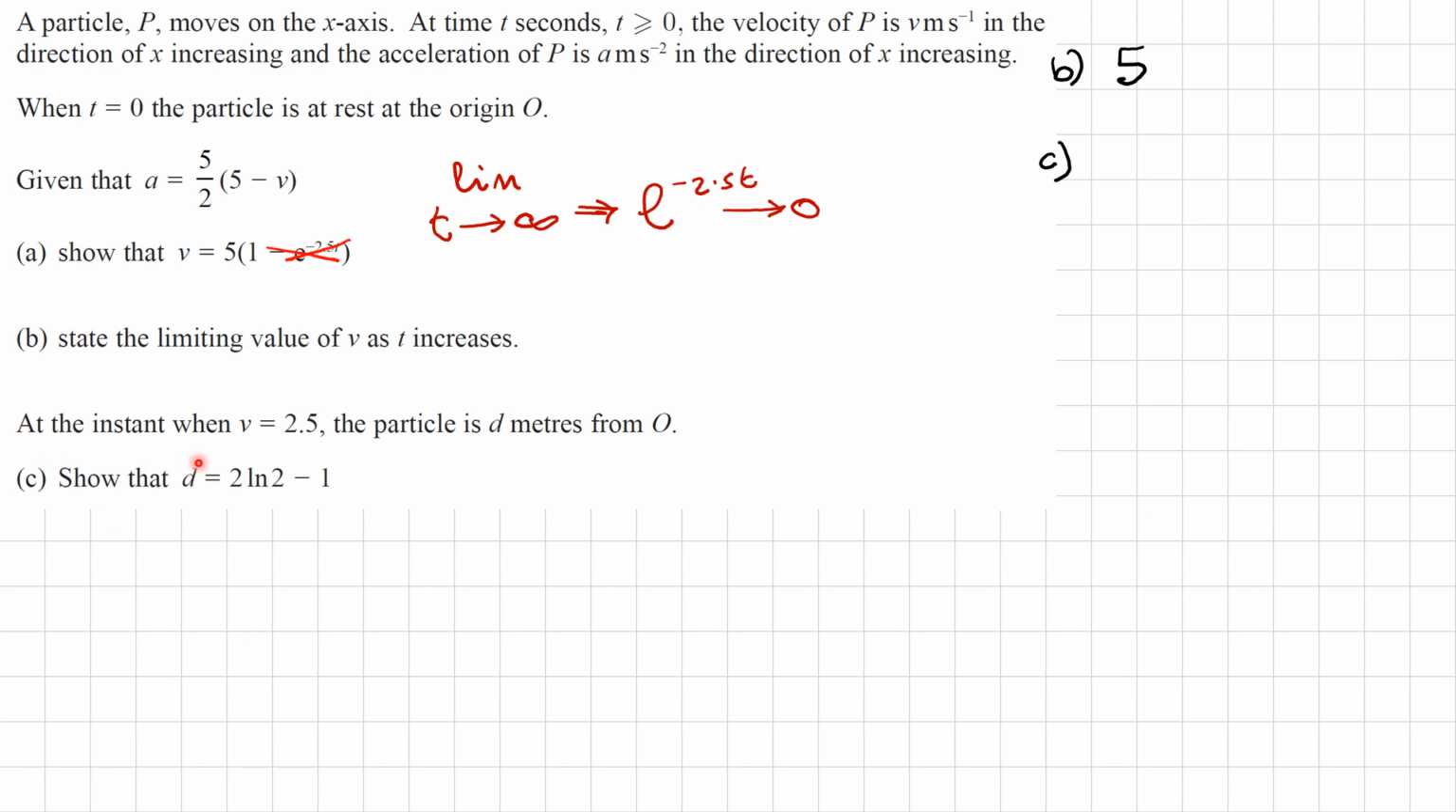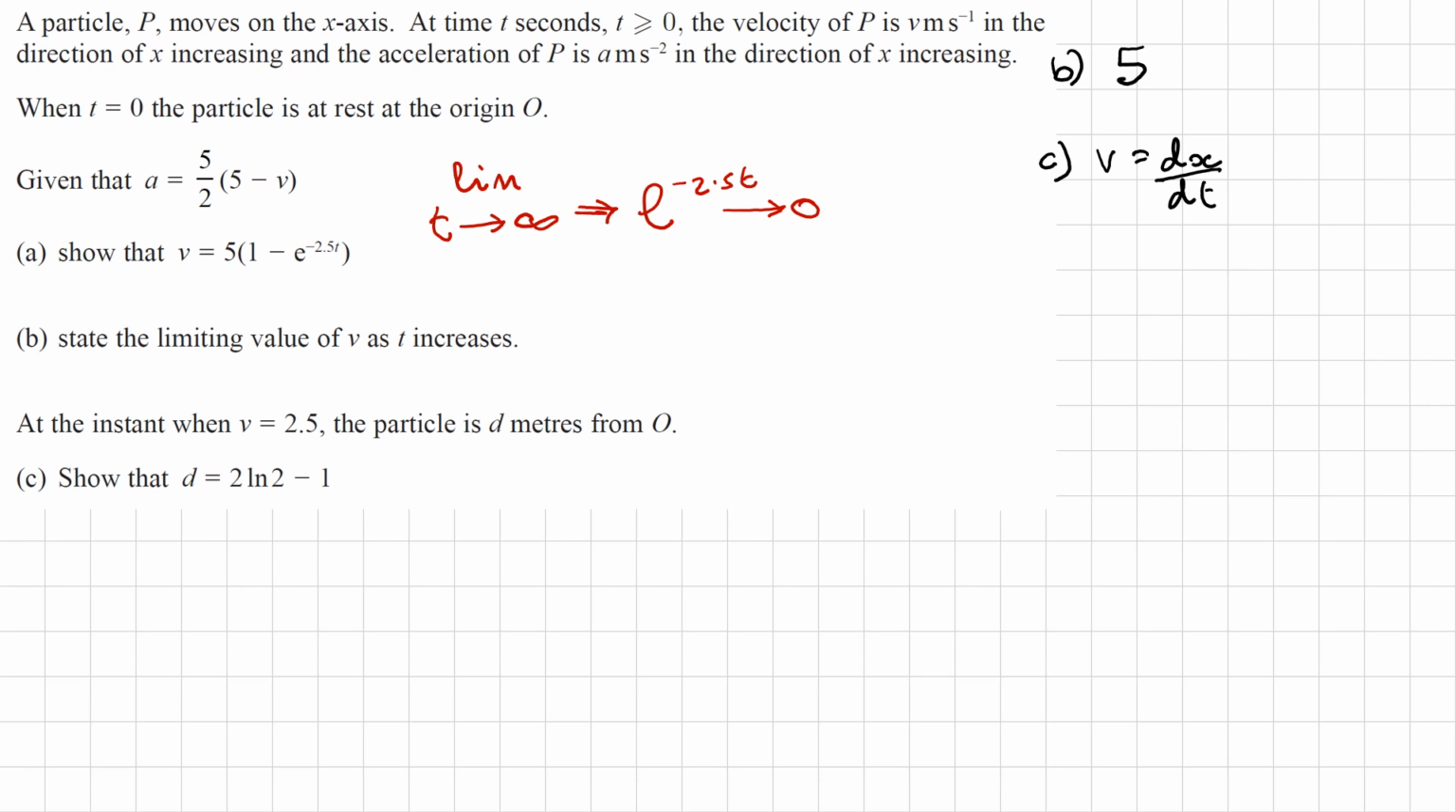Okay, at the instant when v is 2.5, the particle is d meters from O. Part C, show that d is equal to 2 log 2 minus 1. Right. So finding the distance, that's displacement. So I need to take my velocity and realize that v is equal to dx/dt.